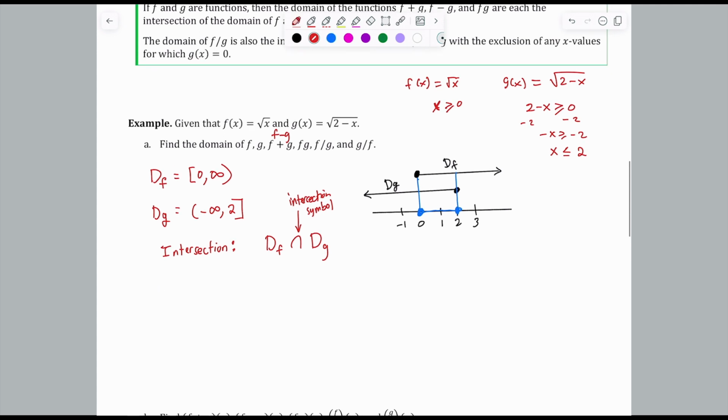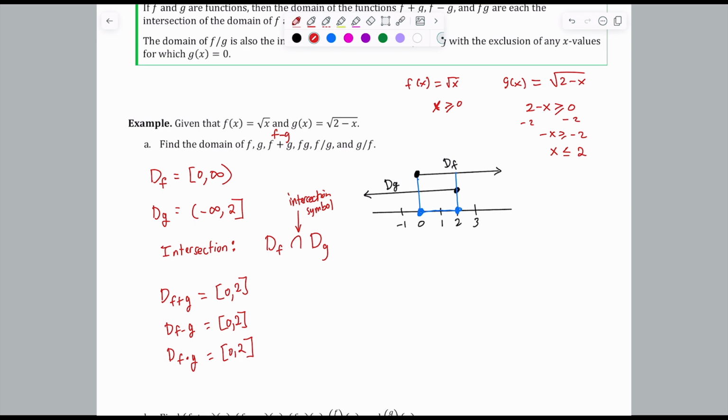And so what do we have here? Well, we have that the domain of f plus g, the domain of f minus g, and the domain of f times g, they all equal opening bracket, 0, comma, 2, closing bracket. Likewise for the domain of each of the other ones as well. All right, so that's the domain of those guys.